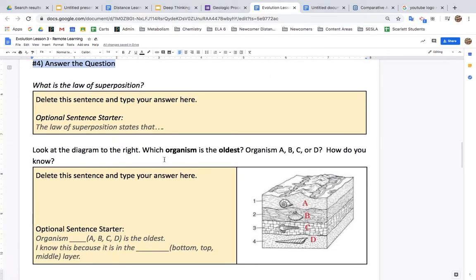Then, test your understanding by looking at this diagram and deciding which organism is the oldest: organism A, B, C, or D. You'll want to use words in your answer like bottom layer, top layer, or middle layer.